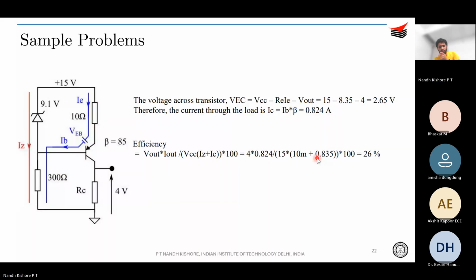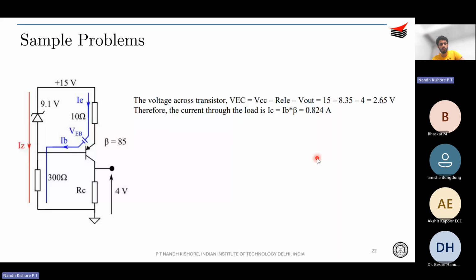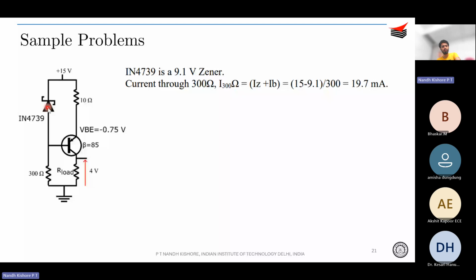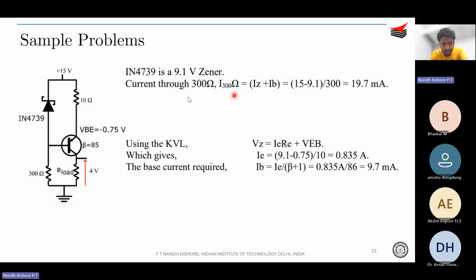So what did we do over here? In this question, we first found out what is the VZ of the Zener diode that is given. Once we found out the Zener diode's VZ from its data sheet, we found out the current through the 300 ohm. Then you applied KVL in this inner loop and found out IE, that is the emitter current.